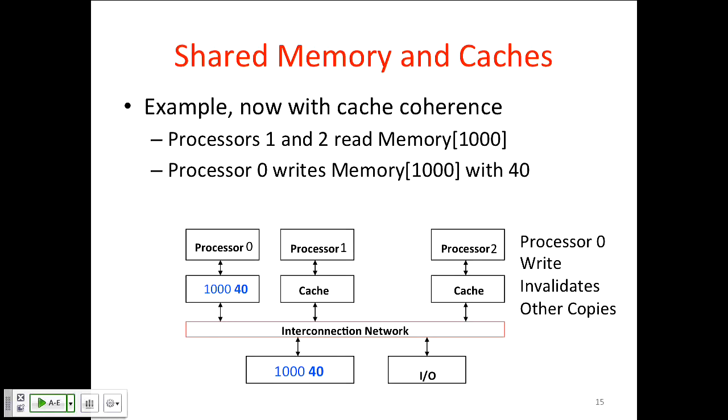Yep. Is there no advantage to, let's say, having all the processors share their own caches with each other? So processor one and processor two, instead of going to main memory, why would we want to look in it later?